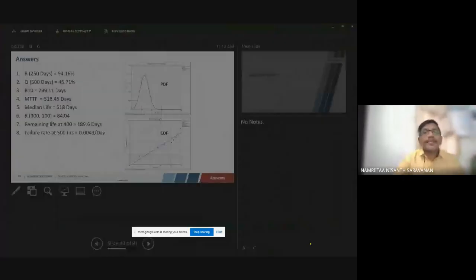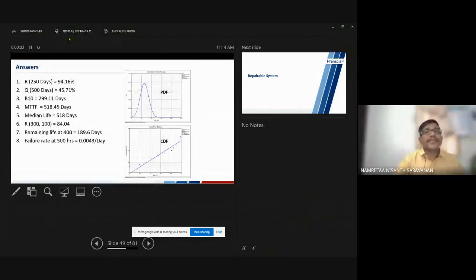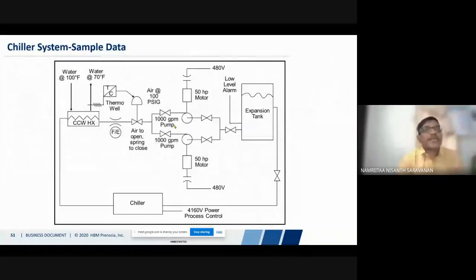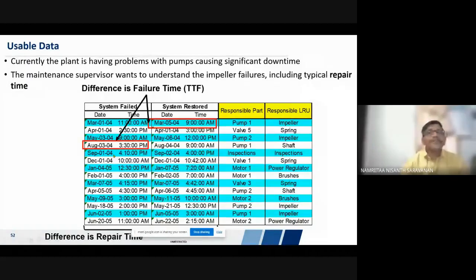Now let us put it in a bigger picture. The bigger picture is something like bigger systems. As a maintenance person, when you go to the industries, you will see a bigger system like this. This is like a chiller system, a simple example. There are some heat exchangers, some pumps, some compressors, and some expansion tanks. You see a system like this, and the data for the system seems to be like this.